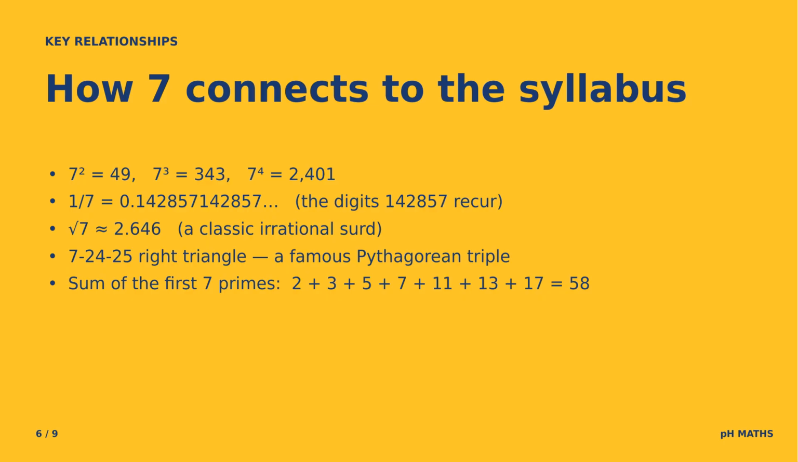How 7 connects to the rest of the syllabus? Well, squared, it's 49. Cubed, 343. To the 4th, 2401. Root 7 is about 2.646, a classic irrational surd, so don't expect a clean answer when one appears. And the famous Pythagorean triple, 7, 24, 25, you'll see that on a non-calculator paper at some point, and recognizing it instantly saves you a full minute of squaring.